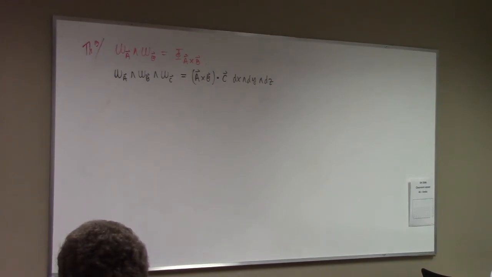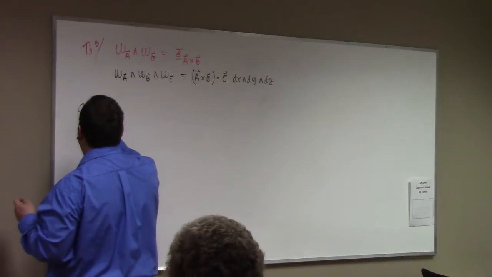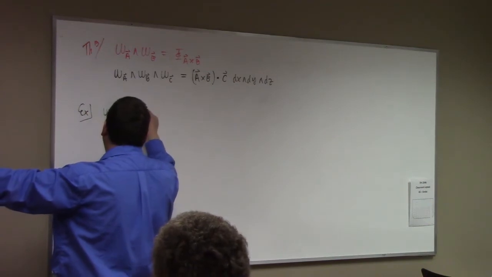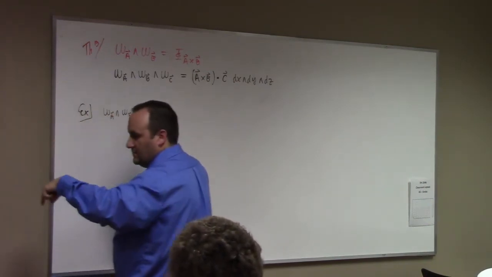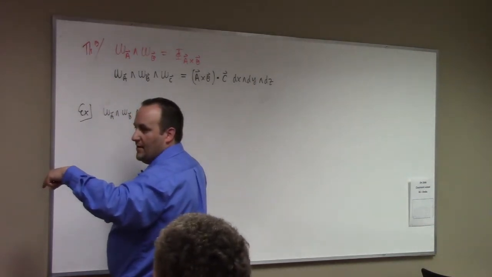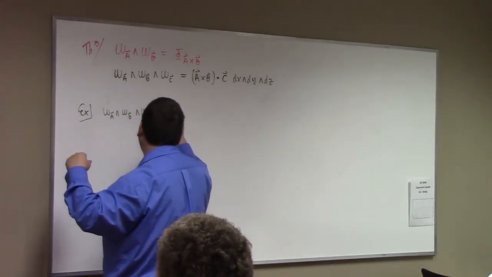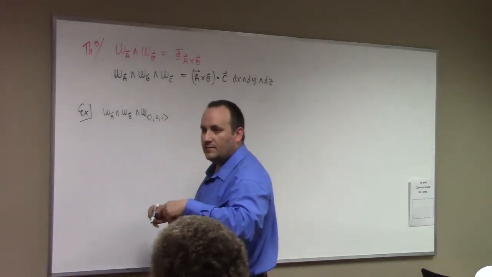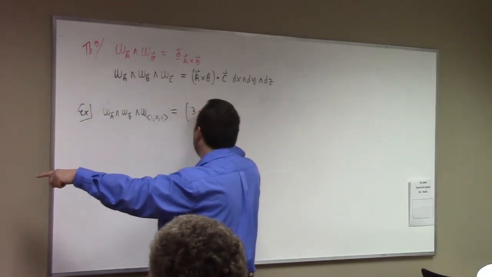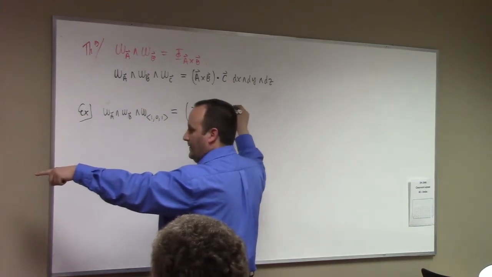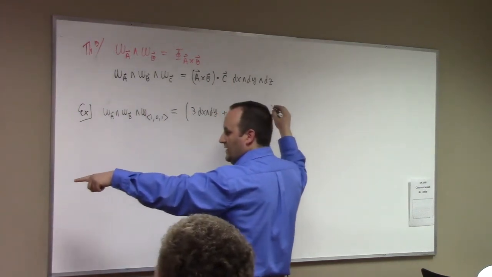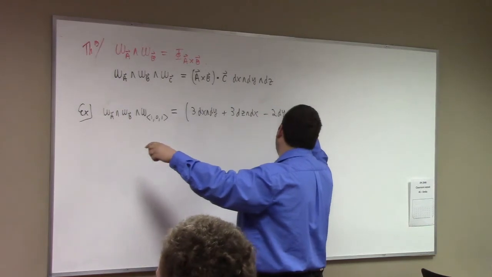I mean, I can show you an example at least. So if we take omega A wedge omega B wedge, what do you want to choose for our C? How about 1, 0, 1? Okay. Then this would be, well, we worked it out. It's right there, right? So we've got 3 dx wedge dy plus 3 dz wedge dx minus 2 dy wedge dz.